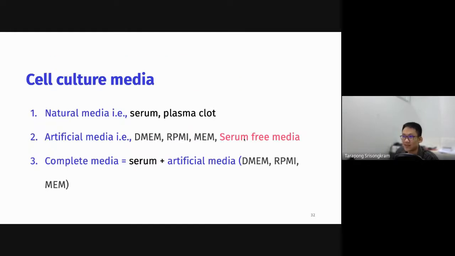And the next one is the cell culture media. The cell culture media contains about three types. The first one is the natural media, which is the serum or the plasma clot. This media, we can obtain from animals. The artificial media is serum-free media, which is composed of DMEM, RPMI, or MEM. This type of artificial media, we can compose by ourselves, so we don't need to kill animals to obtain it. And the complete media is artificial media supplied with serum to promote cell growth.